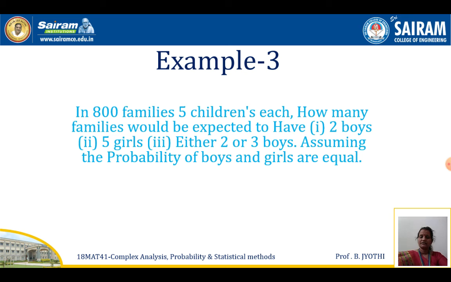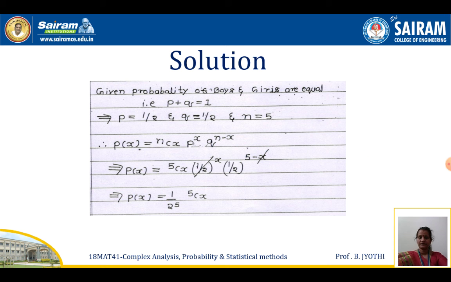Next, example 3. In 800 families with 5 children each, how many families would be expected to have 2 boys, 5 boys, or either 2 or 3 boys, assuming the probabilities of boys and girls are equal? Solution: given that the probabilities of boys and girls are equal, P plus Q equal to 1, which implies P equals half and Q equals half.